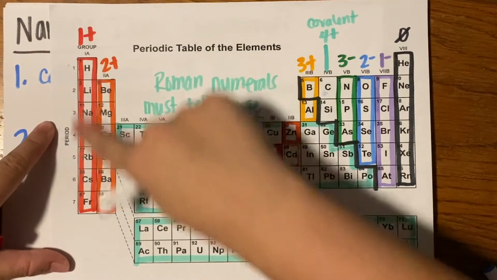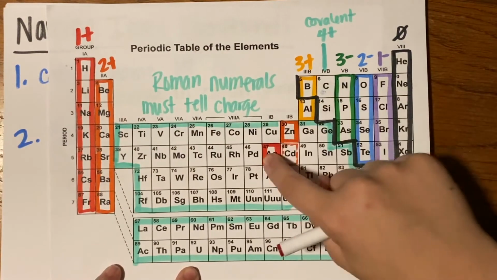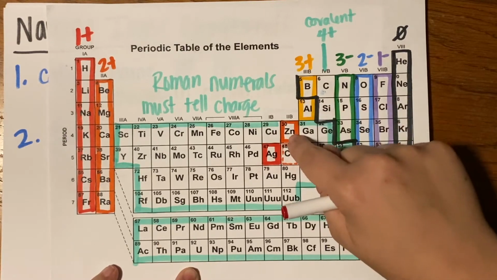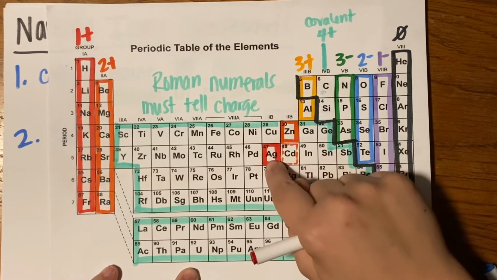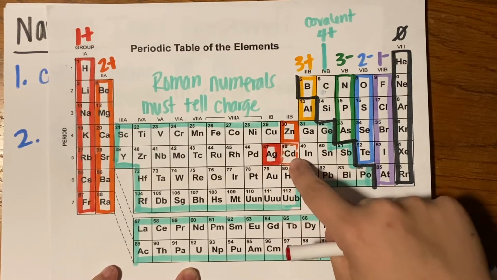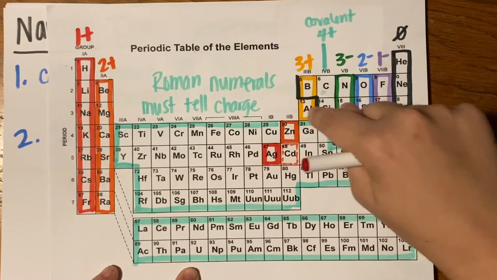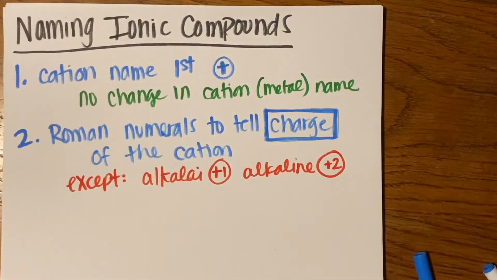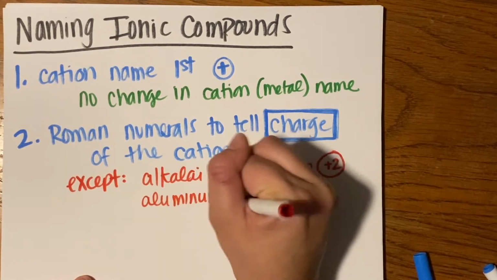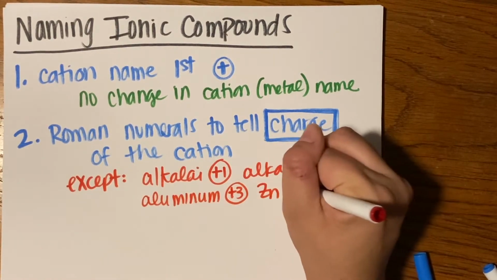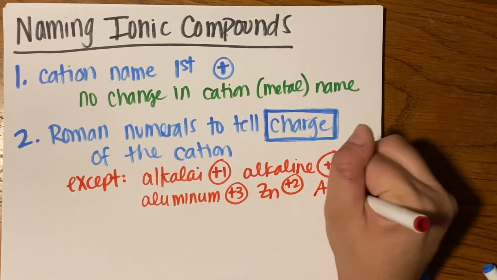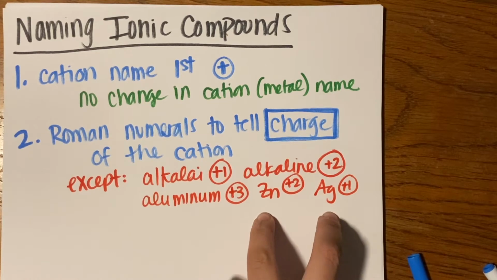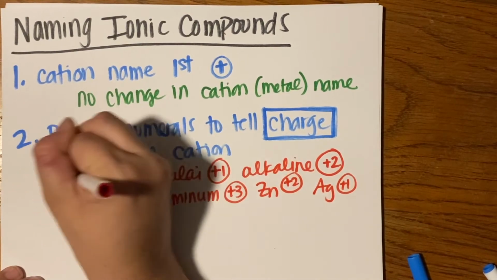Okay, no Roman numerals for these guys and no Roman numerals for your backward stair step. Okay, because aluminum's always +3, zinc is always +2, silver is always +1. Okay, you could also say for cadmium 2+. All right, so our other exceptions are going to be these 3 guys right here. All right, so aluminum, +3, zinc is +2, and silver's +1. I ran out of room, so I'm using their symbols, all right? So those are the only exceptions to the rule.